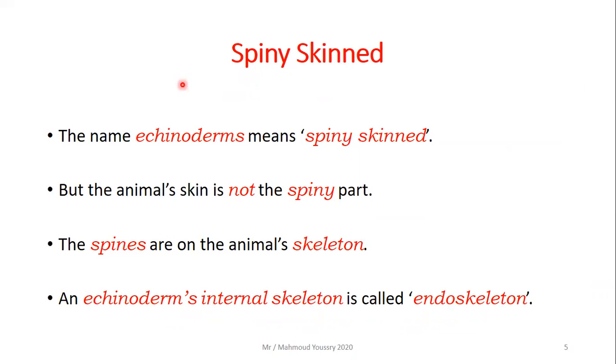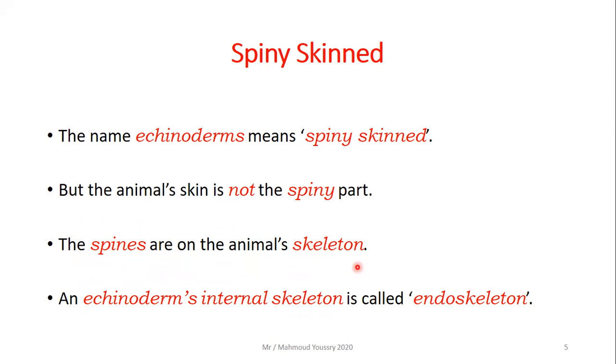Spiny skinned. The name echinoderm itself means spiny skinned. Echino means spines and derm means skin. But the animal's skin is not the spiny part. The spines are on the animal's skeleton, not in the skin.